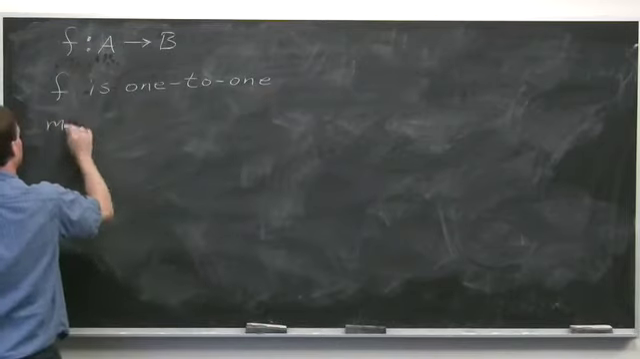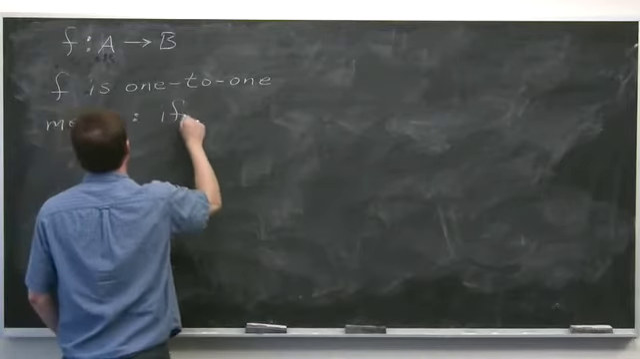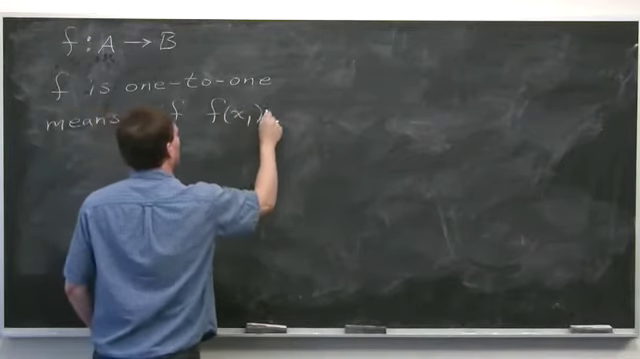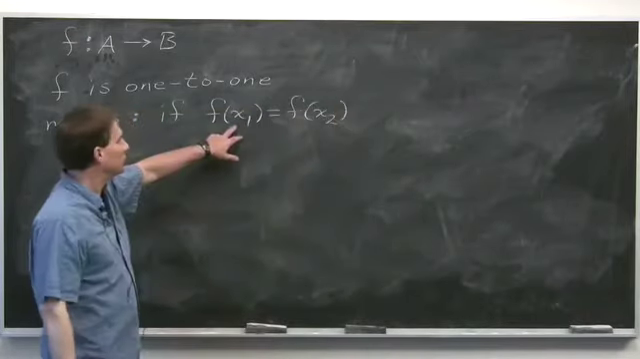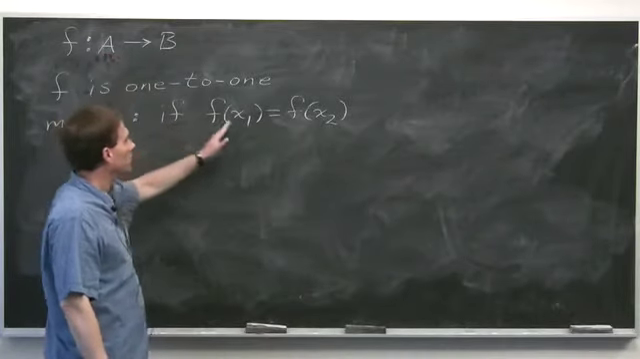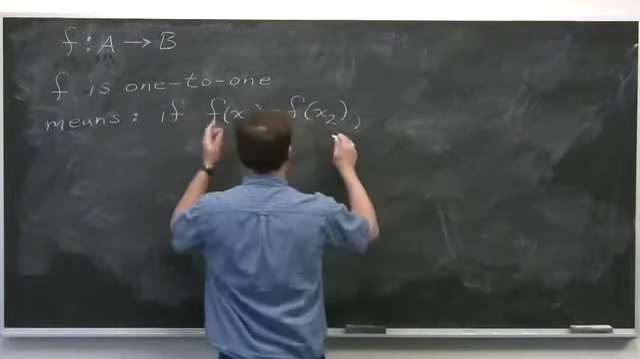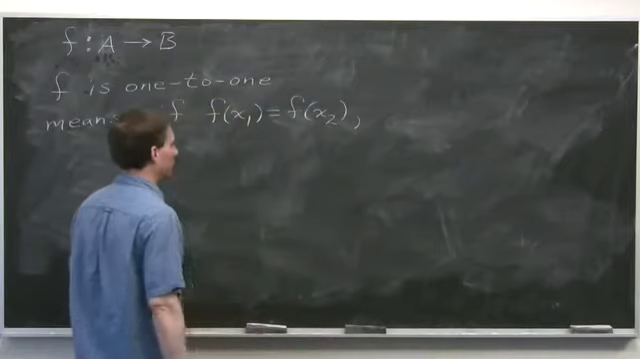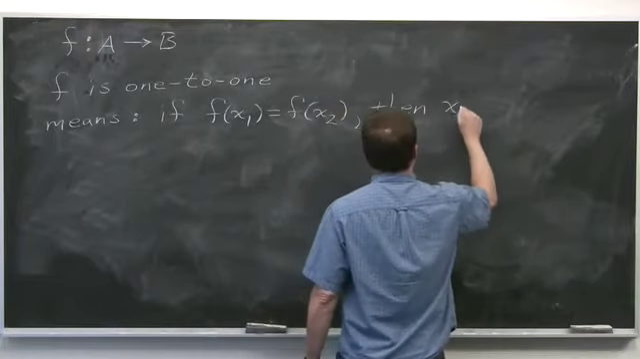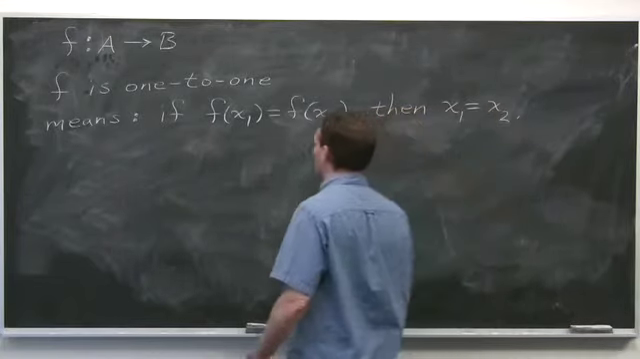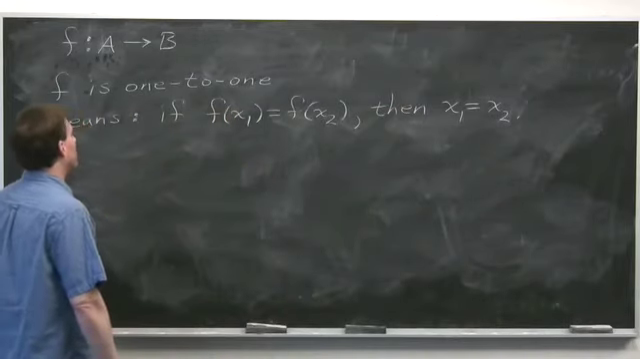Means if f of two different points in the domain of f, so two different points in A, if f of those are the same, then in fact they weren't different points. We gave them variable names allowing for them to be different, but in fact we want to say no. If the values of f are the same, then the x's had to be the same, so that two different things do not end up with the same value under f. That's 1 to 1.